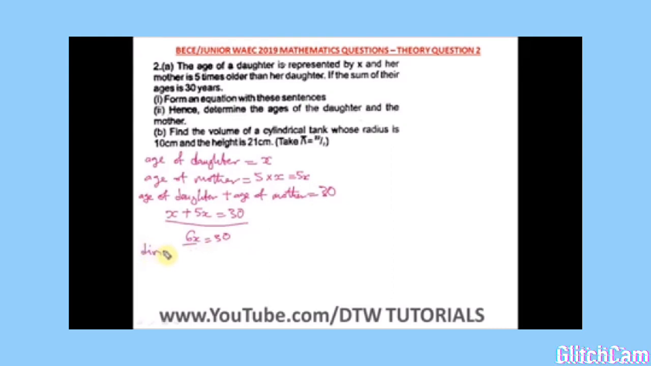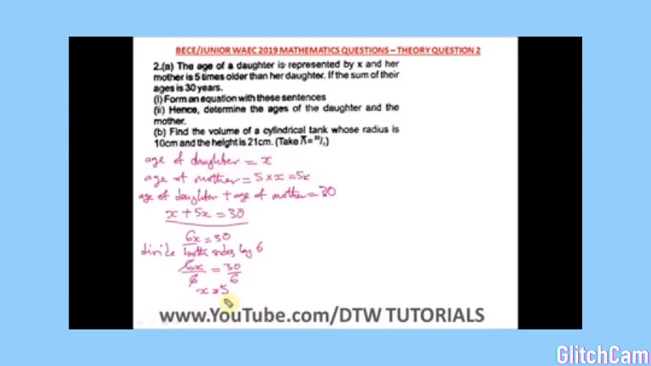This is a theory question, let me write it down. Divide both sides by 6. So we have 6x divided by 6 equal to 30 divided by 6. This will cancel out, we have x. What is 30 divided by 6? That will give us 5. So x is equal to 5. So from here it now means that the age of the daughter is what?